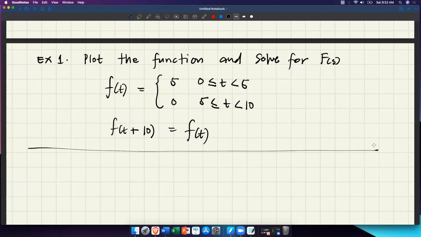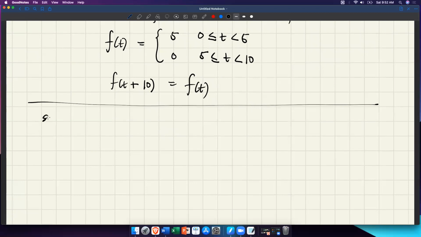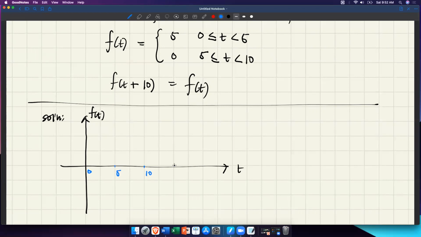We can actually solve the Laplace transform of the function here. But in our case, for the sake of discussion, we need to plot this function. So the solution will start by plotting the function. This is my x and y axis, f of t versus t axis. Okay, now let's plot the function. From 0 to 5, let's label this. This is 0, and this is 5, this is 10, this is 15, and 20.